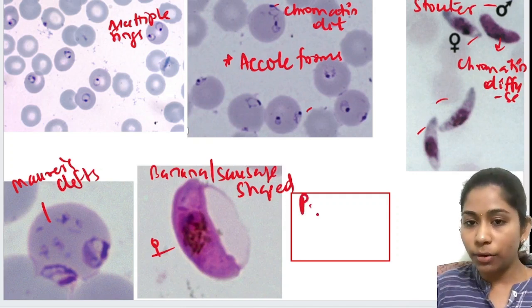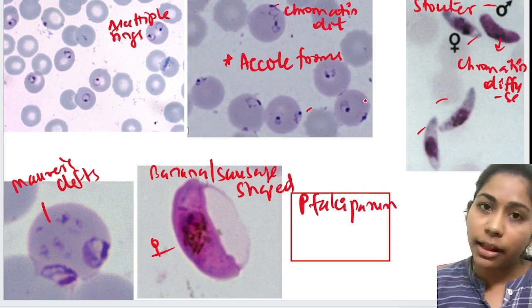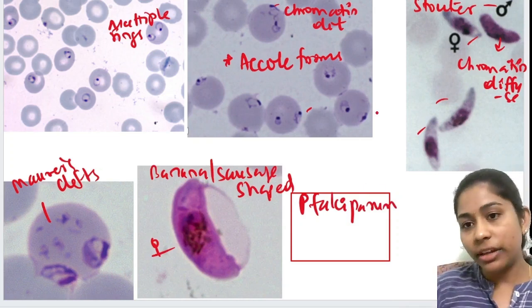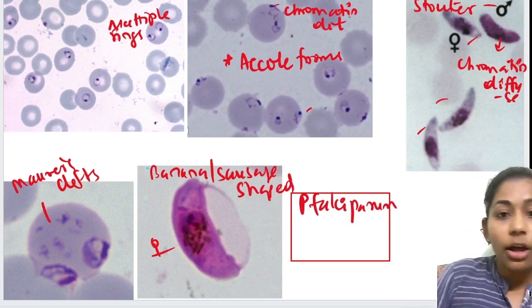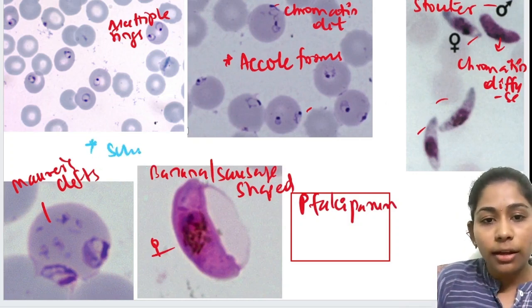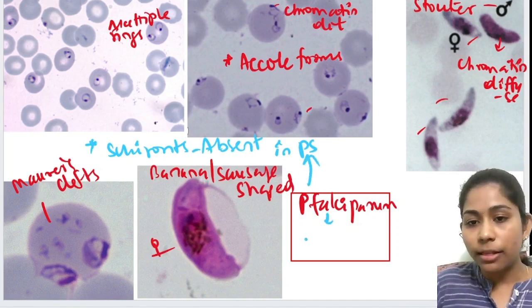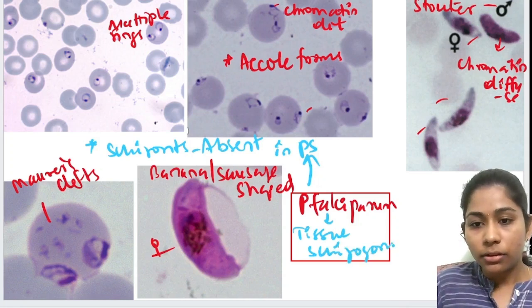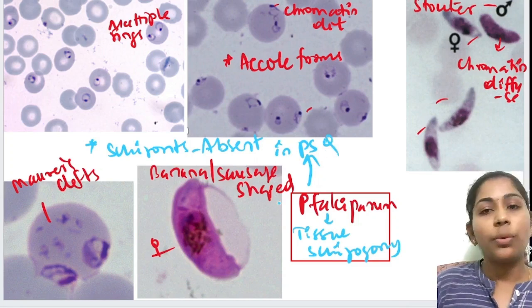So what species are we talking about? Yes, it is falciparum. There are 4 stages, right? Which stage is missing here? Schizont. So you have to remember, schizonts are absent in the peripheral smear in case of falciparum. Why? Because in falciparum, tissue schizogony occurs. That's why schizonts are absent in the peripheral smear. This is a viva question.